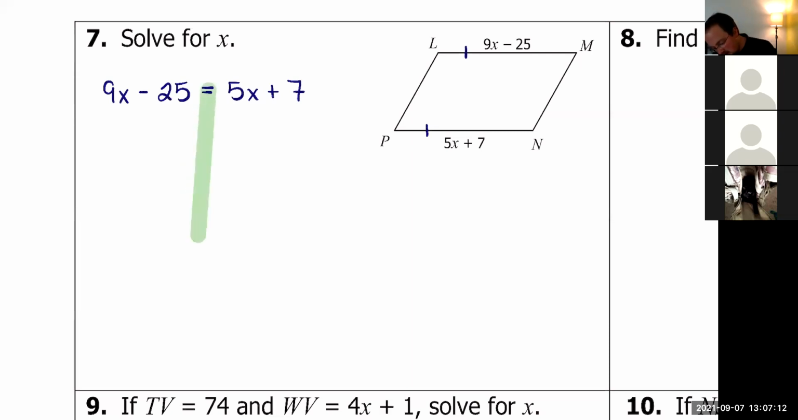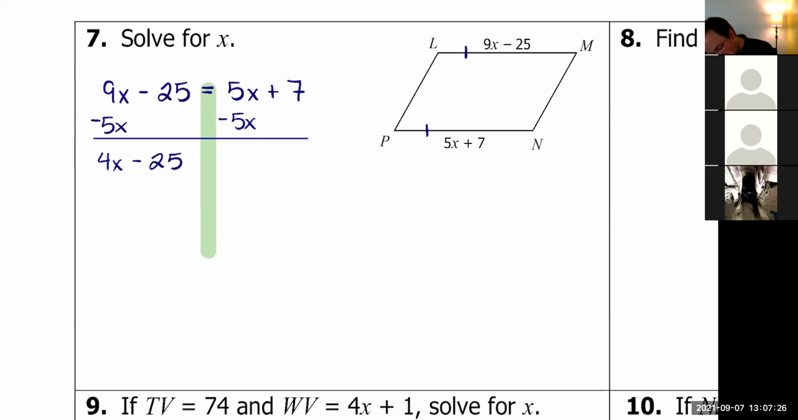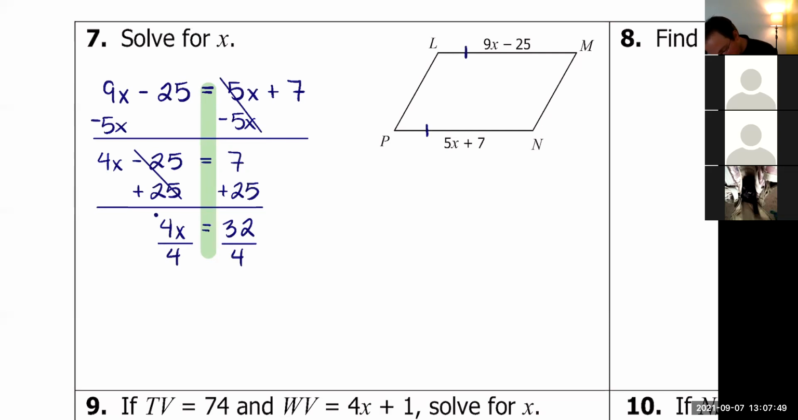Then it's just a matter of solve. Subtract 5x from both sides to get it to one side. That leaves me with 4x minus 25 equals 7. Add 25 to both sides. So I get 4x equals 32. Divide both sides by 4. I get x equals 8.